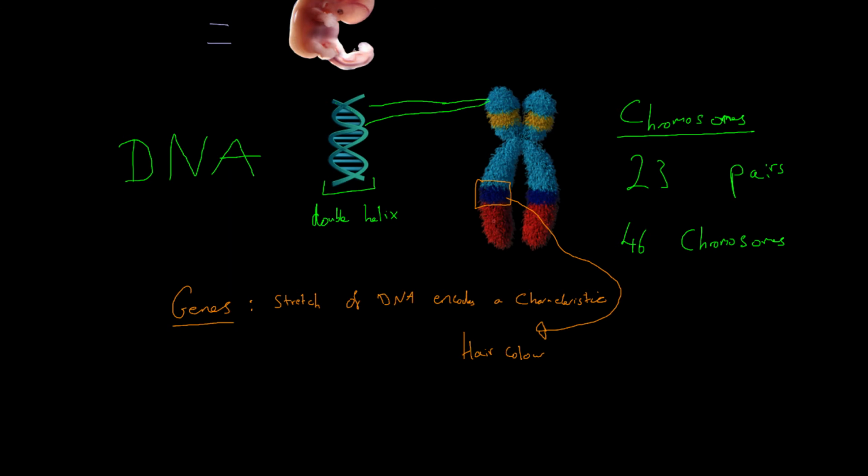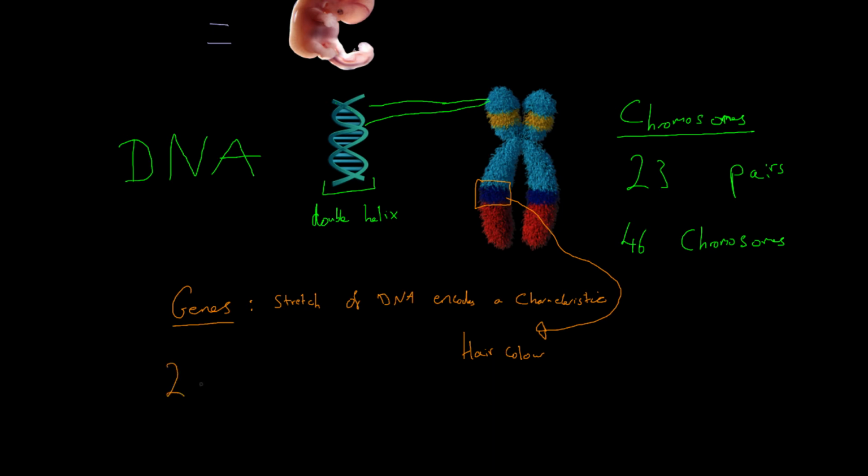And that means that this stretch of DNA will tell your body, basically, what color hair you are going to have. So if I had the gene for blonde hair, then I would be a blonde-haired person. If I had the gene for brown hair, then of course I would have brown hair. It's slightly more complicated than that because we actually have two versions of each gene.